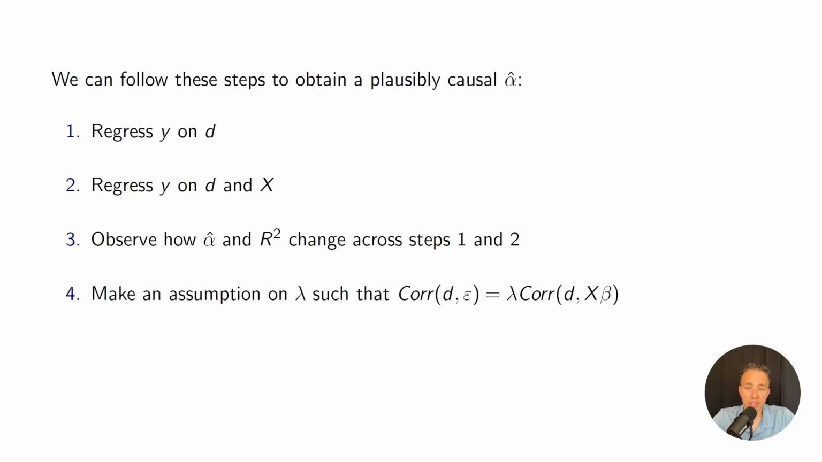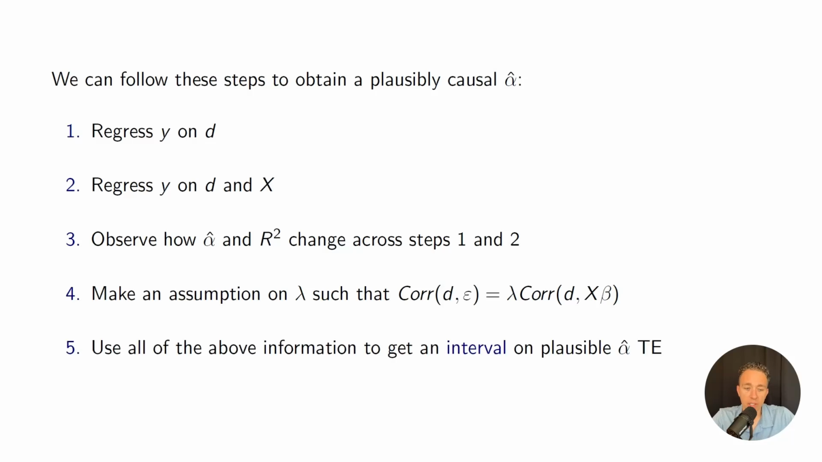And then we need to make some assumption about the relationship between selection on observables and selection on unobservables. So typically we'll assume some scalar value of lambda, and lambda could be 0, in which case we would be assuming exogeneity, or lambda could be 1, in which case we're assuming equal selection. And typically we would choose some value between 0 and 1. And then finally, we can use all of this information to get a plausible interval in which the true treatment effect alpha hat falls. And we won't get into the specifics of how to do that in this video, but we will in a few videos from now.